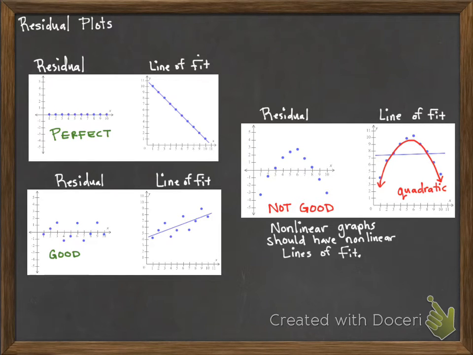Just check to make sure. If all of the points on the residual plot are evenly and randomly spaced above and below the x-axis, then it's a good fit. But if you can see a distinct pattern above and below that residual line, especially a curved pattern, then that's not a good fit for the line.